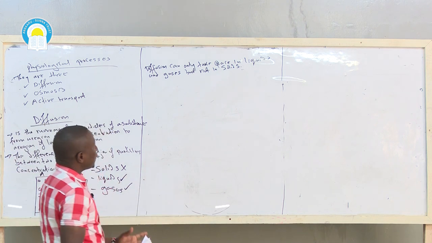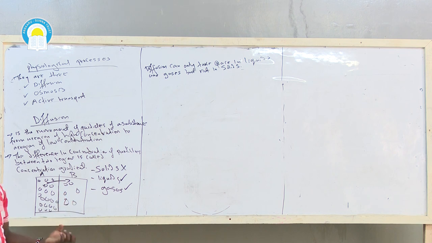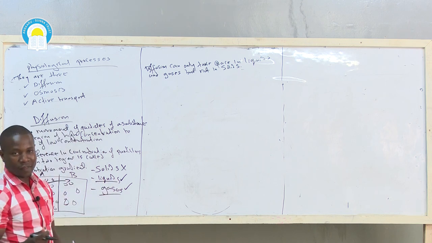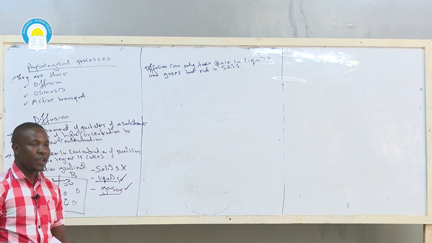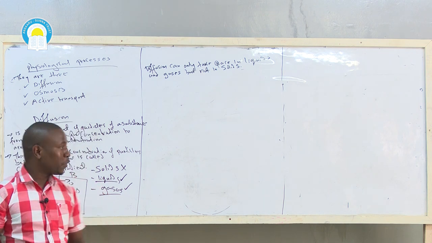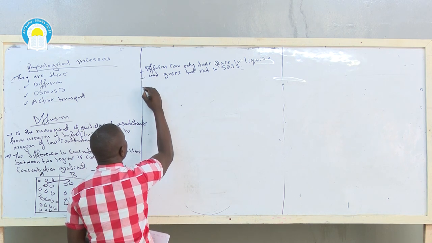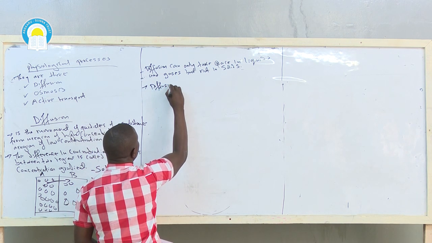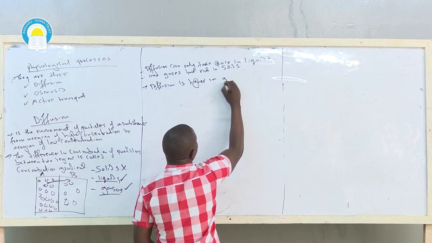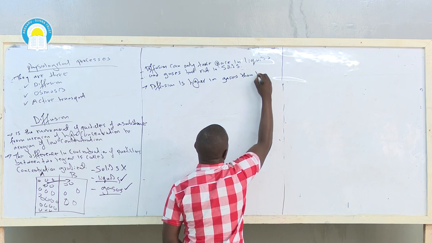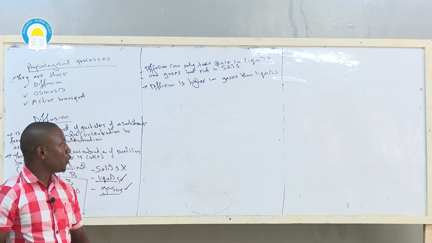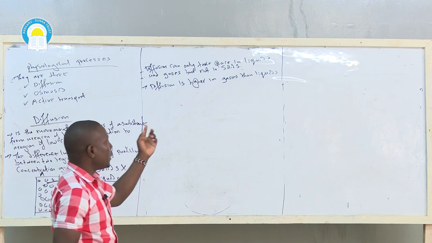So diffusion can only take place in liquids and gases, but not in solids. But between the two, liquids and gases, one has a higher diffusion than the other. Diffusion is higher in gases than in liquids. The rate of diffusion is higher in gases than in what?